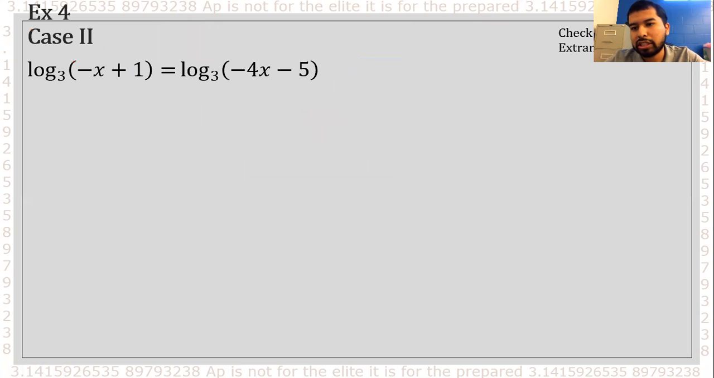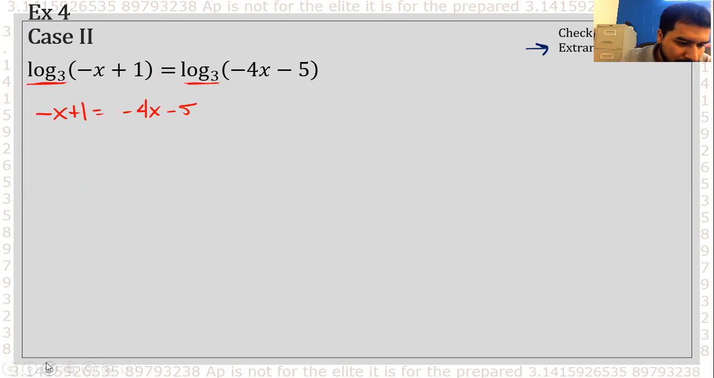Okay, so let's practice this. Case number 2. Do it the same way you've been doing it, but keep in mind we have to check for extraneous solutions. You might not be able to see it here because of the little video thingy, but just keep in mind there's a check for extraneous. Right here, we have logs with the same base, so I'm going to get the insides and set them equal to each other. So I got negative x plus 1 equals negative 4x minus 5.